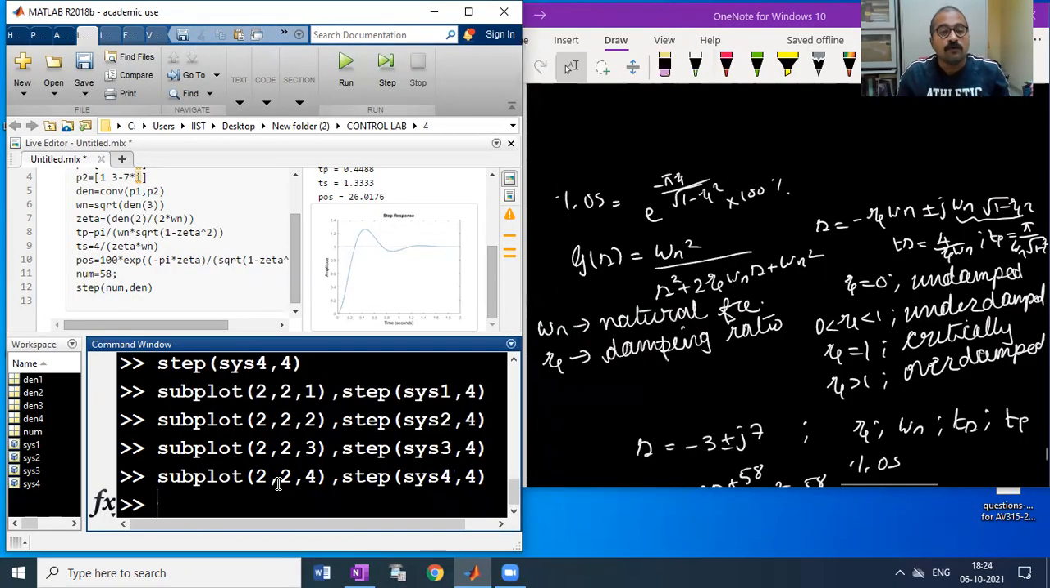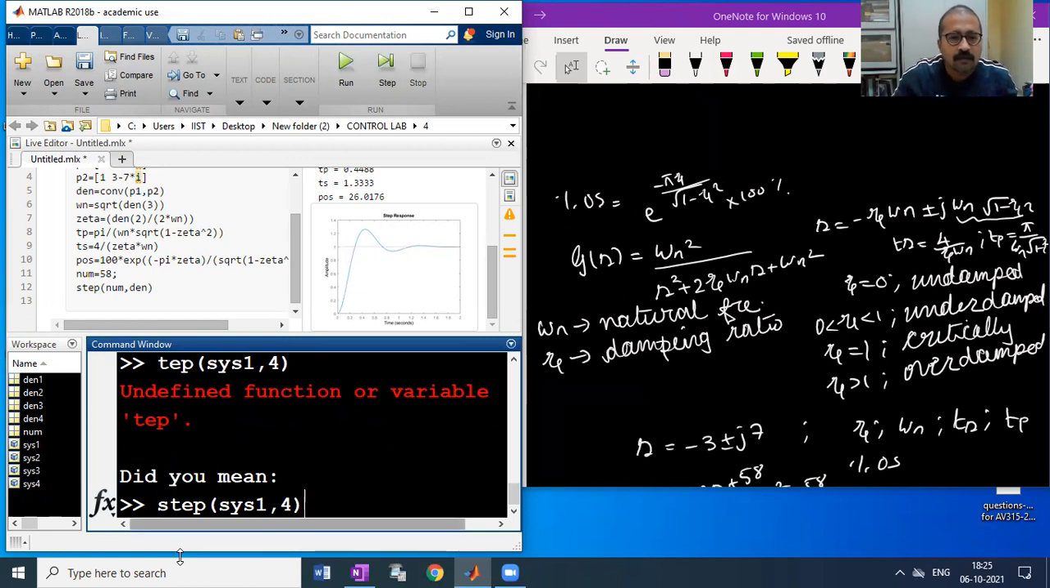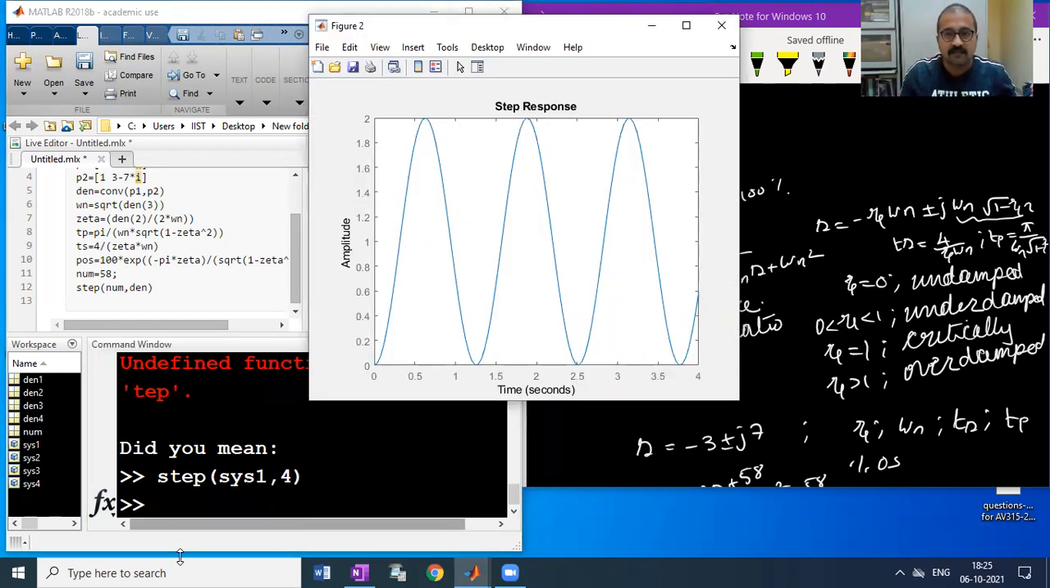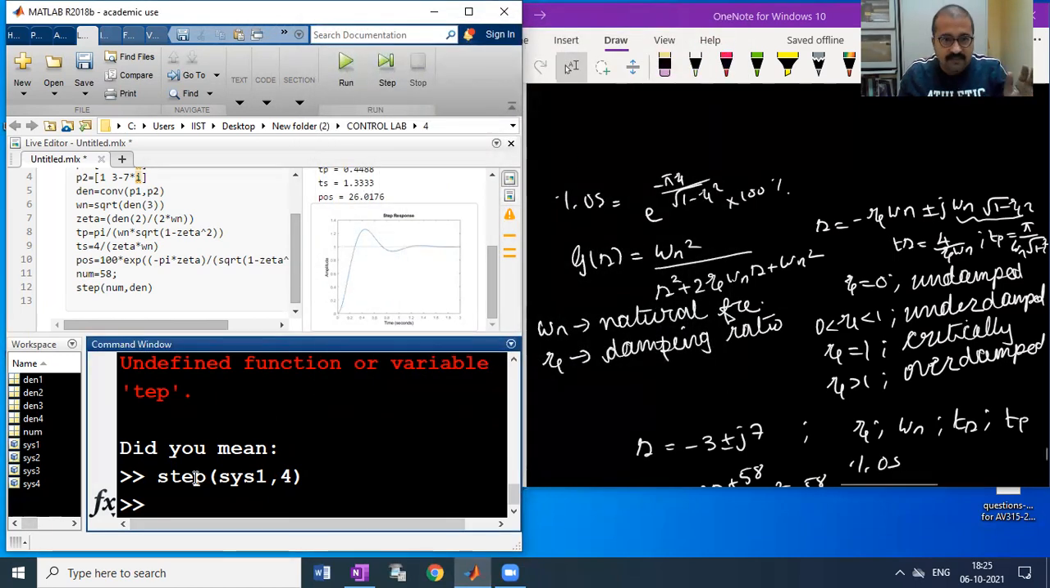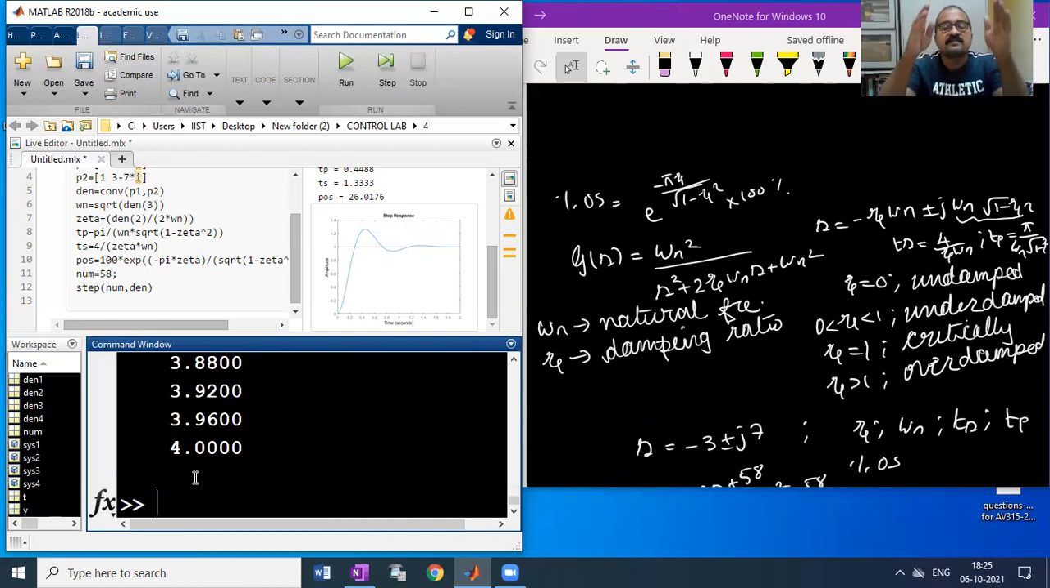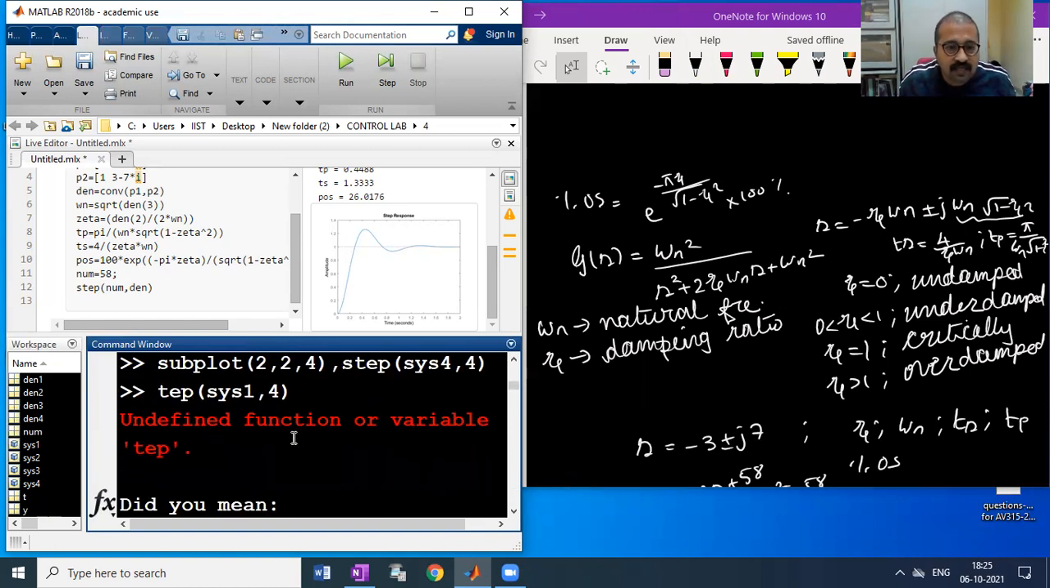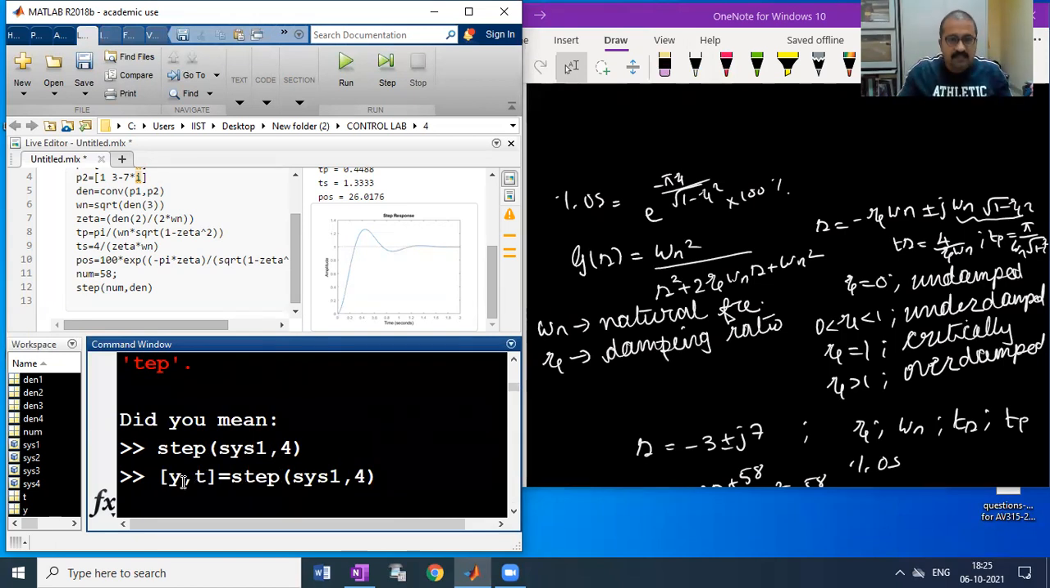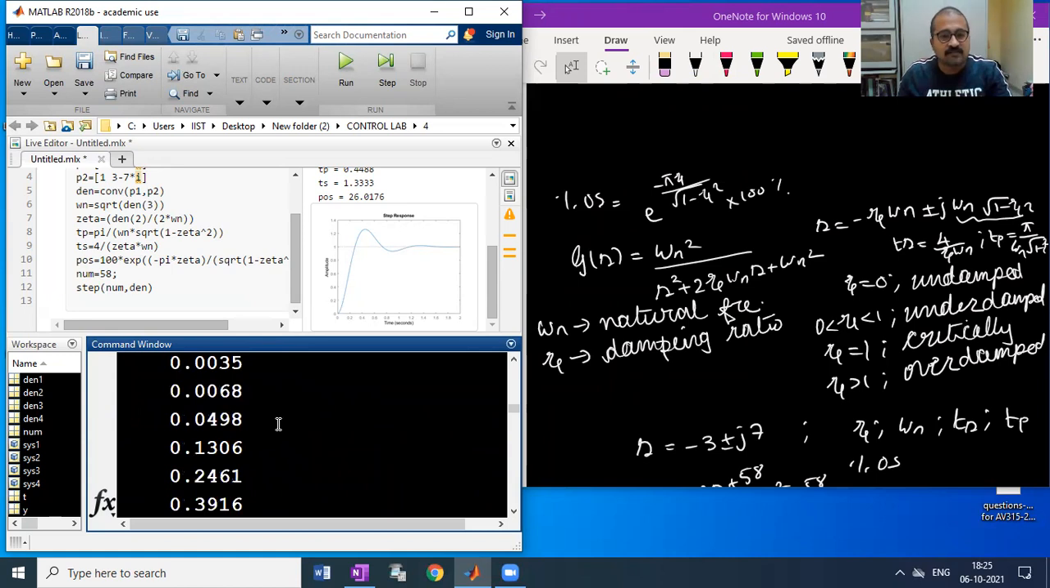Now, coming down. When you gave step of sys 1 comma 4, what happened? It gave a response plot like this. But if you give left side arguments like this, say y comma t equals step of sys 1 comma 4, what happens? You will not get a plot, you will get a set of data points. There will be two arrays. One array is y, which contains the y coordinate. One array is t, which contains the x coordinate, the time axis.